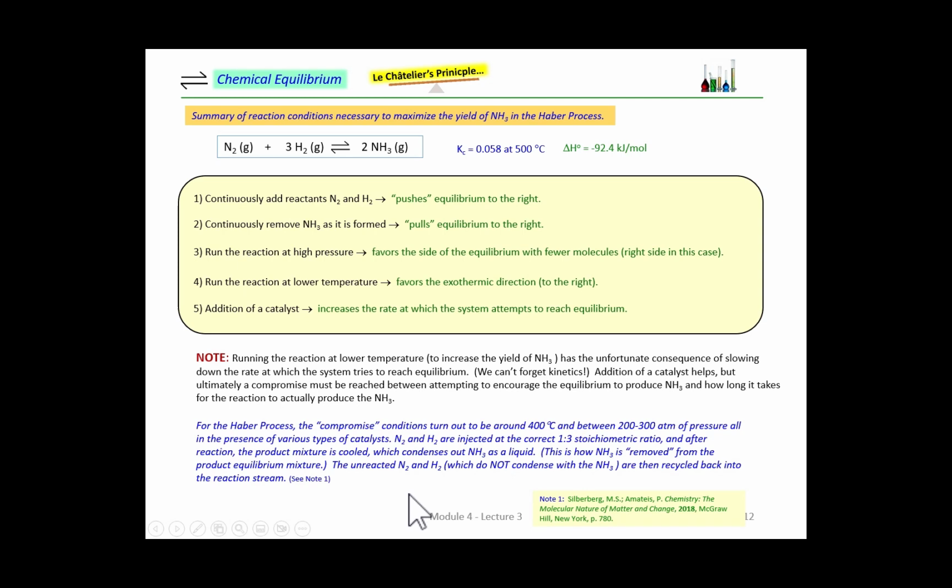Nitrogen and hydrogen are injected continuously in a 1:3 ratio, and then at some point the reaction or equilibrium is cooled, which makes the ammonia condense out as a liquid. The unreacted nitrogen and hydrogen, which do not condense out as a liquid, are then recycled back into the reaction stream.